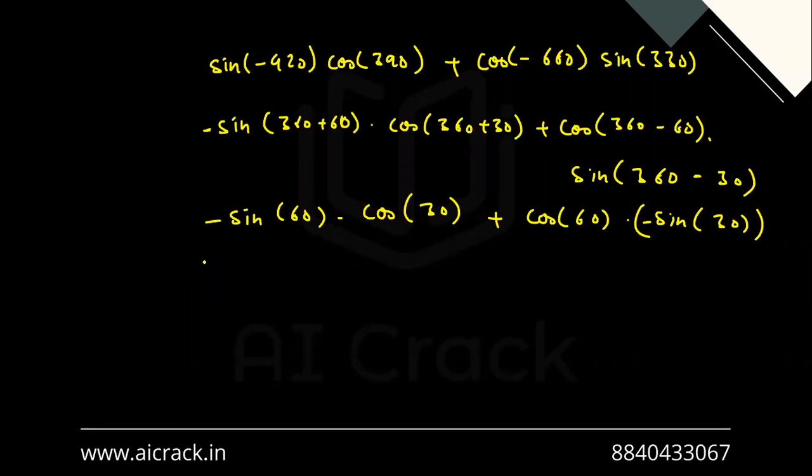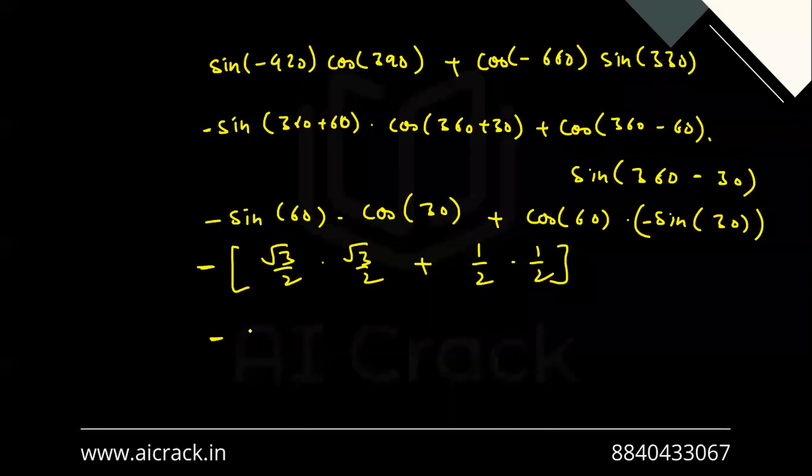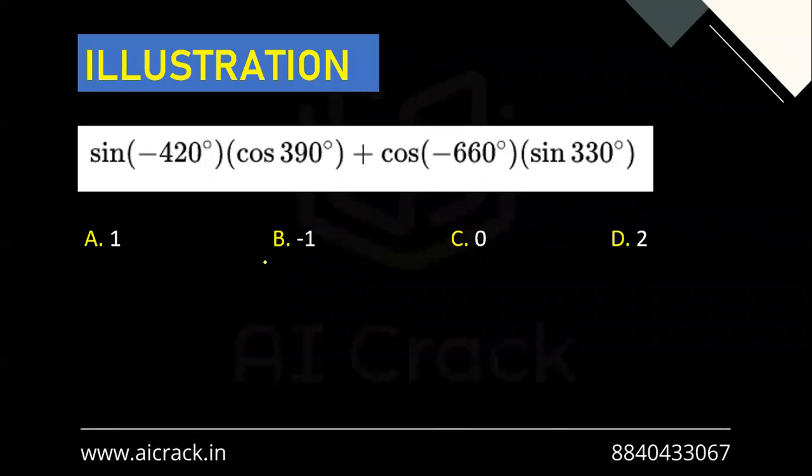So what we have got over here, let's take the minus sign common. This is nothing but root 3 by 2, cos 30 again is root 3 by 2, plus this is cos 60, which is 1 by 2, and sine 30 is also 1 by 2. So what we have got is 3 by 4 and 1 by 4, so minus 1, right? So B option is correct.